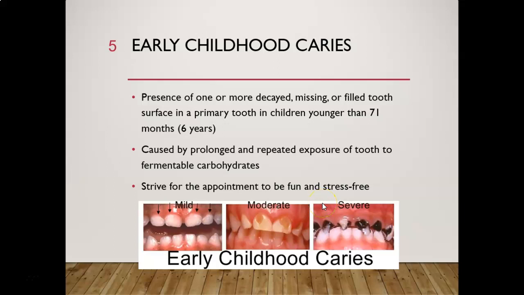So early childhood caries is the presence of one or more decayed, missing, or filled tooth surfaces in a primary tooth in children younger than 71 months, which is roughly 6 years old. It's caused by prolonged and repeated exposure of the tooth to fermentable carbohydrates.